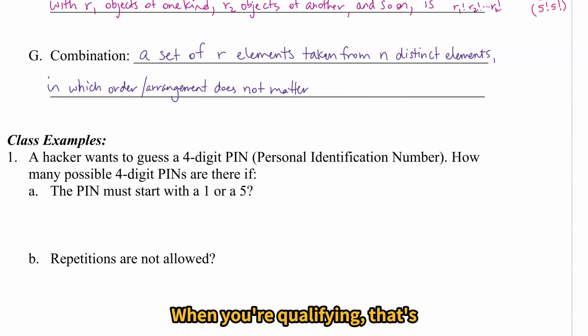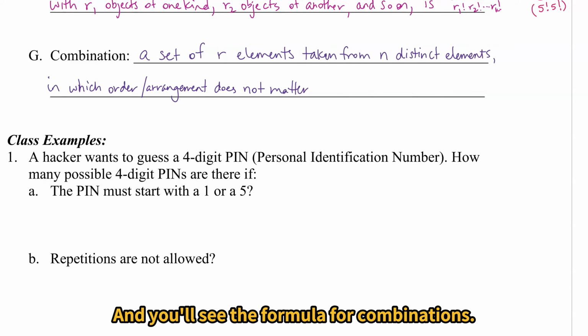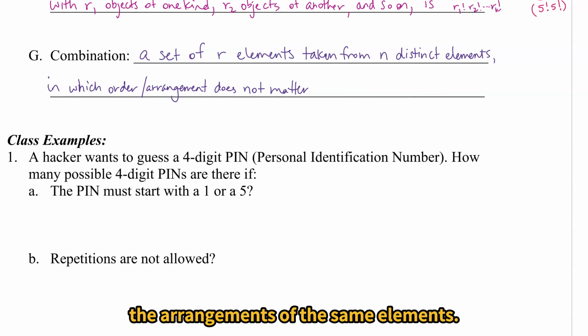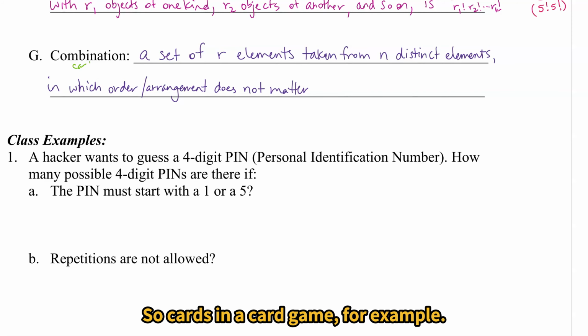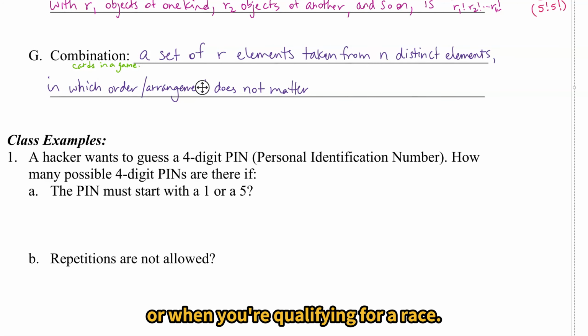When you're qualifying, that's an example of a combination. The order, the arrangement, does not matter. And you'll see the formula for combinations looks similar to permutations, but it's got an extra divisor in it. We're dividing out the arrangements of the same elements. So cards in a card game, for example, when you're being dealt cards, or when you're qualifying for a race.